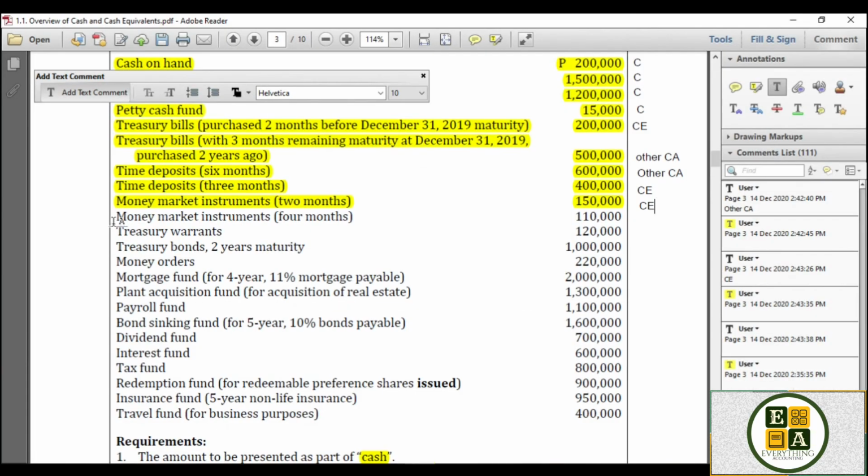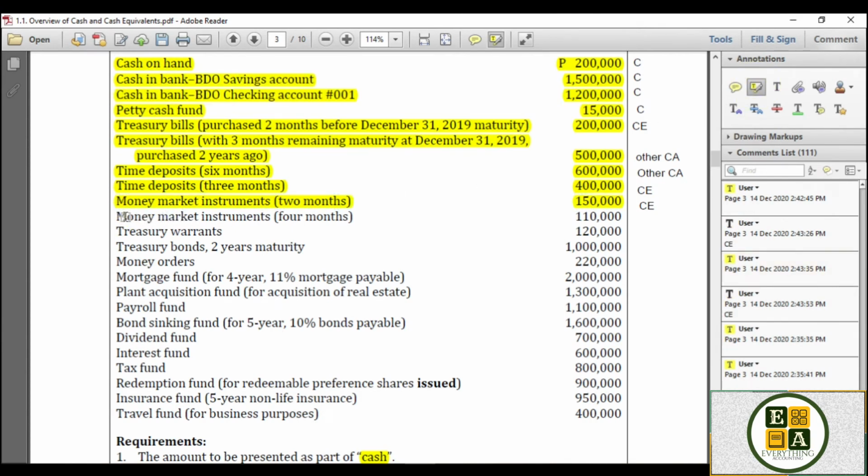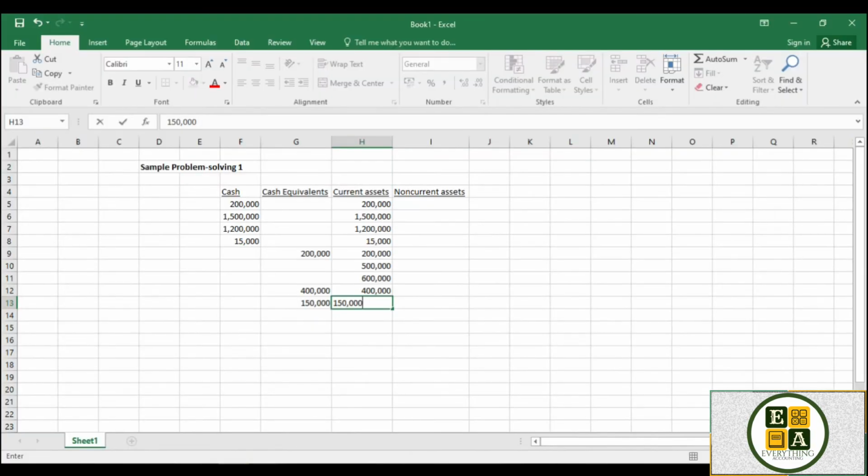Then next we have money market instruments again. However, this time 4 months. Naglampas ng 3 months. Short term pa rin naman. Can be highly liquid. Can be lang ha, can be. Kasi kapag highly liquid sa standard, sabi 3 months eh. But dito 4 months, short term lang, qualified. But within 1 year, so part lang siya ng current asset. Magkano ulit yun? That is 110,000.